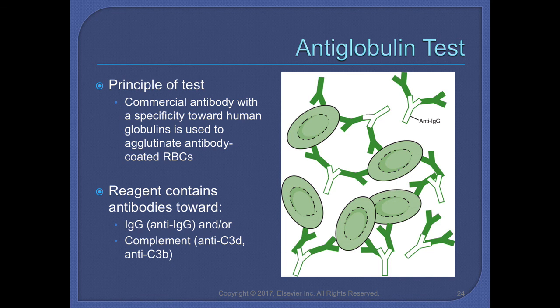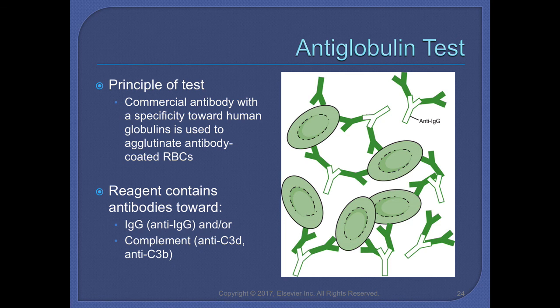All right, so let's talk about the anti-globulin test and reagents. The principle of the test is that we take commercially available antibody that has a specificity towards human globulins, and these are used to agglutinate antibody-coated red blood cells. This is why we need this, because sometimes our red cells are sensitized. And how do we identify what is going on in those reactions? We need the anti-globulin test, the anti-globulin reagents.